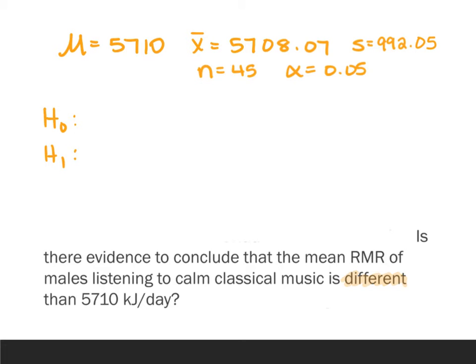Our null hypothesis, no matter what, is always going to have equals, so in this case the mean is equal to 5,710. Our alternative will be for it to be different. That means either direction: is it less or more? Now we can look at it and say that the sample mean is smaller, so we could have just said less than. But the question would have been created before we collected our data, so we're going to use not equal.